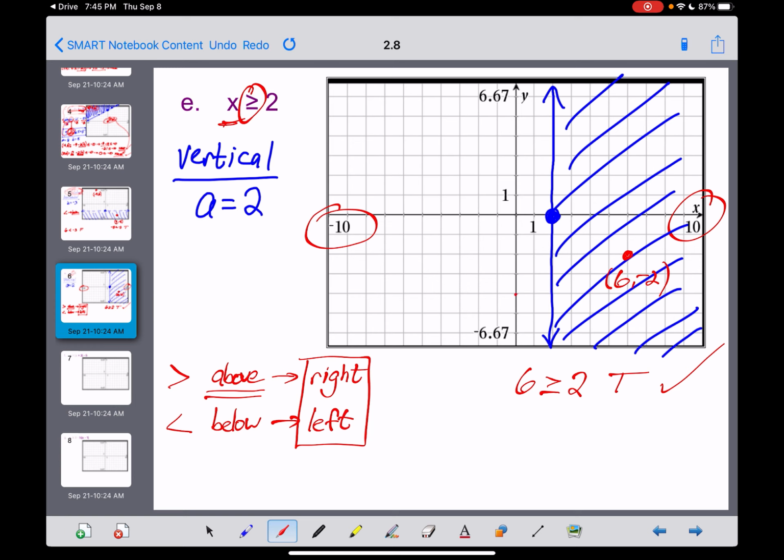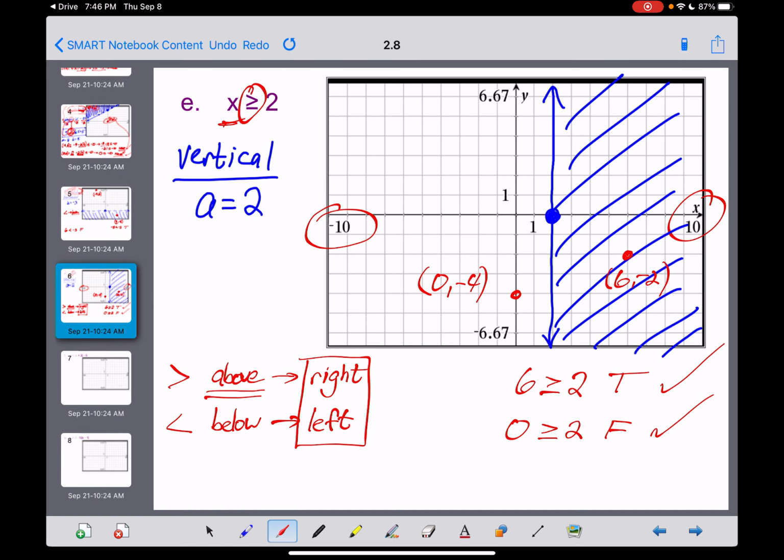For my point that should not work, I'm going to pick this guy right here. That looks like 0, -4. So in for x now, we're putting 0. 0 is greater than or equal to 2? I think not. That statement is false, but that's good because I chose a point in the unshaded region, so I should get a false statement. So those last two examples are going to show you how you should handle horizontal and vertical lines.